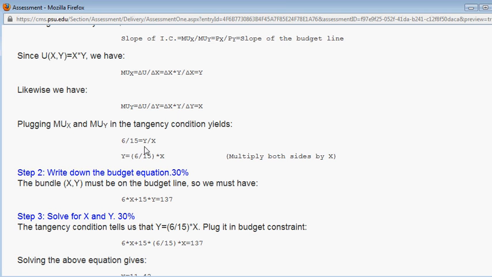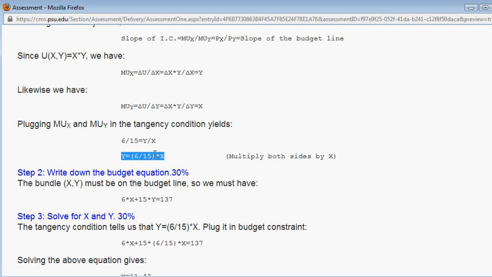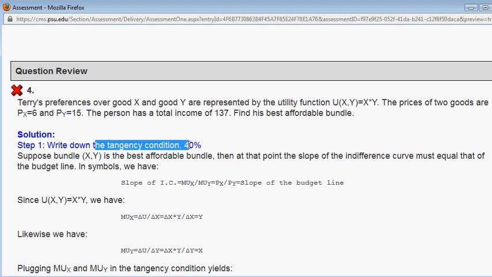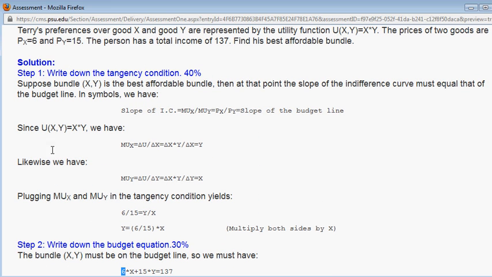Well, we plug in the prices. Here maybe I should have put Y over X on the left side because that's the MUX over MUY thing. Anyway, no matter what we do here, we're going to get this. Y is equal to 6 over 15 times X. That's all we can get out of this tangency condition, and we'll just leave it like this here, and we're going to exploit the budget equation. What's the budget equation? It's pretty easy. It's PX times X plus PY times Y equal to income. In other words, the expenditure on good X plus the expenditure on good Y is equal to the total income. Remember, 6 is the price of good X, and 15 is the price of good Y.